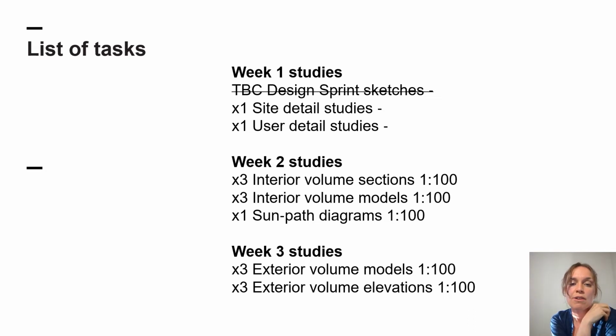From week 2, there are the 3 interior volume sections, and they are also plans. They're at 1 to 100. The 3 interior volume models that you did at home at 1 to 100. And the sun path diagrams also done at home at 1 to 100. From week 3, you've got 3 exterior volume models at 1 to 100 and 3 exterior volume elevations that you've done at home at 1 to 100. So you'll see that in total that makes 6 models and 9 pieces of A3 trace.